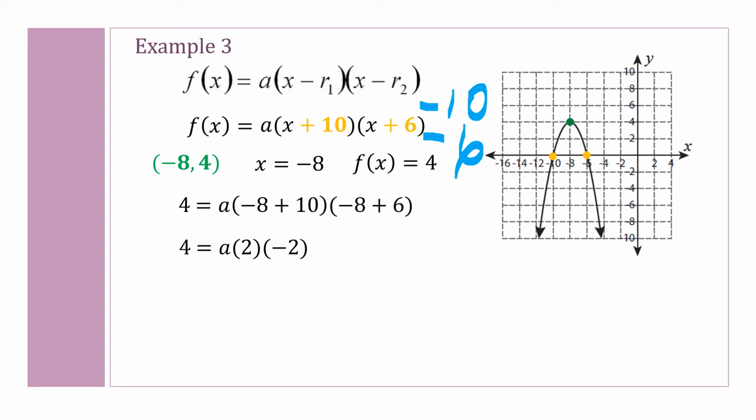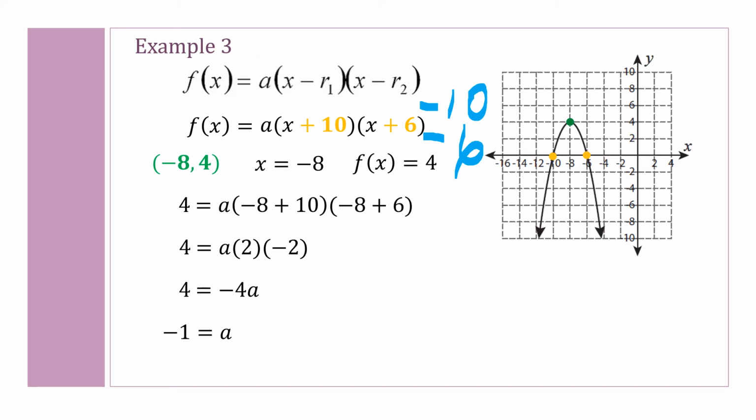2 times -2 is -4. So we rewrite the equation as 4 equals -4A. Undo multiplying by -4. So we're going to divide both sides by -4. So -1 equals A, or A equals -1. And here again, since A is negative, the parabola opens down, which it does.